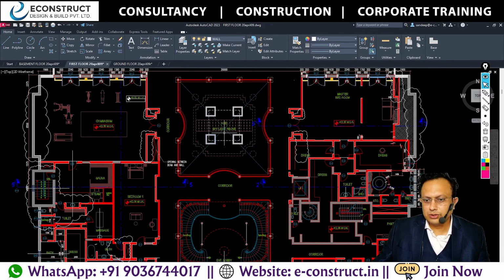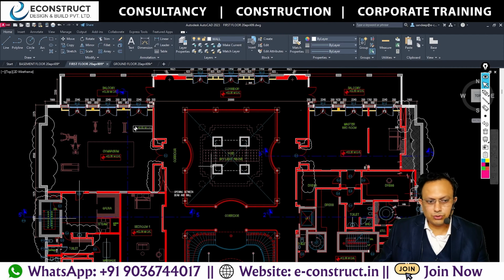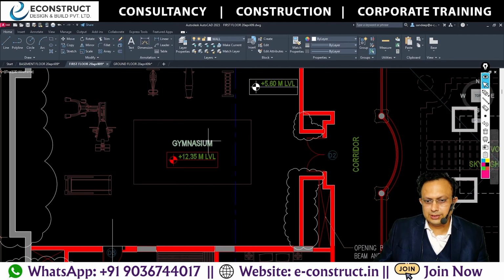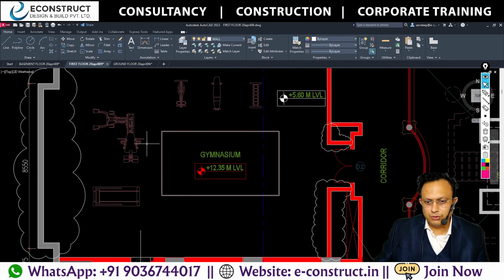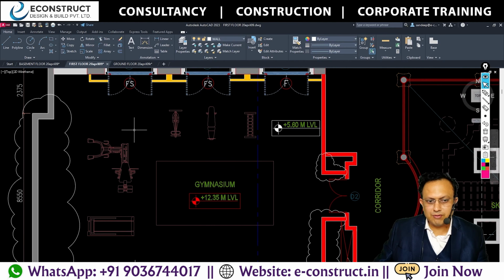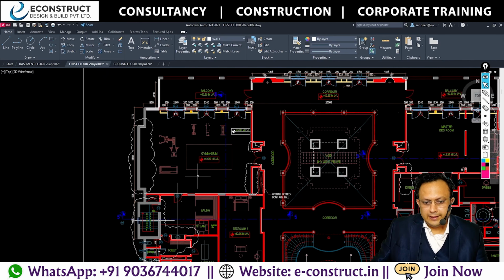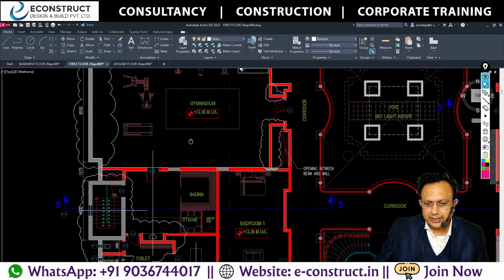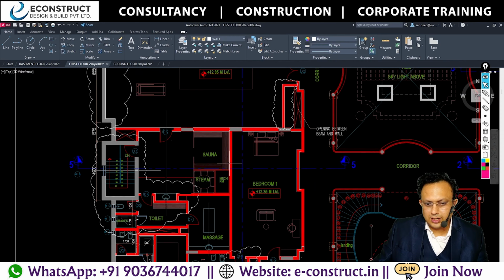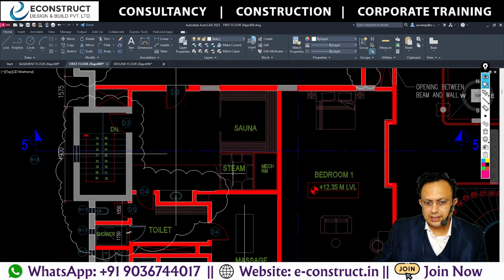Now, coming to the upper floor, let's go to this room. This is a gym room. In the gym room, you will see that all the gym equipment and all are given. Then connected to the gym room, there is a sauna. There is a steam room. There is a mechanical room which is there.